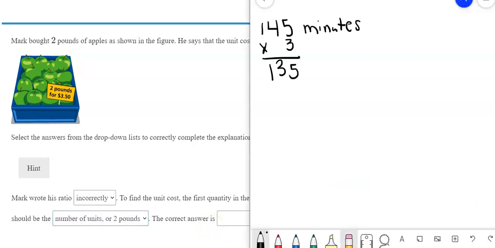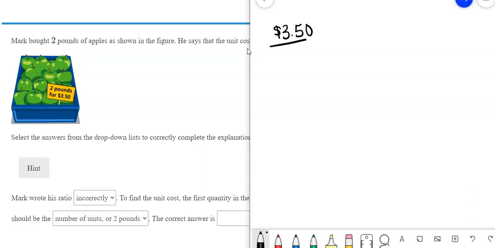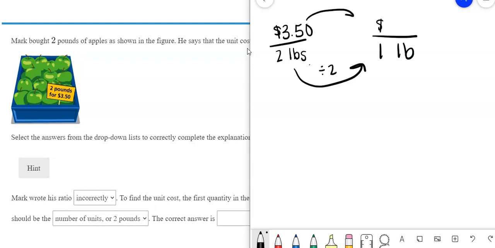So I'm going to come over to my work paper. You should go to your work paper too. So we said the money goes on top, so that's 3.50. And we're going to divide it by 2 pounds. So I'm going to divide. We need to get it to be 1 pound because we need to know the cost per pound. So 2 divided by 2. So we're going to do 3.50 divided by 2. So I'm going to come down here and do 3.50 divided by 2.